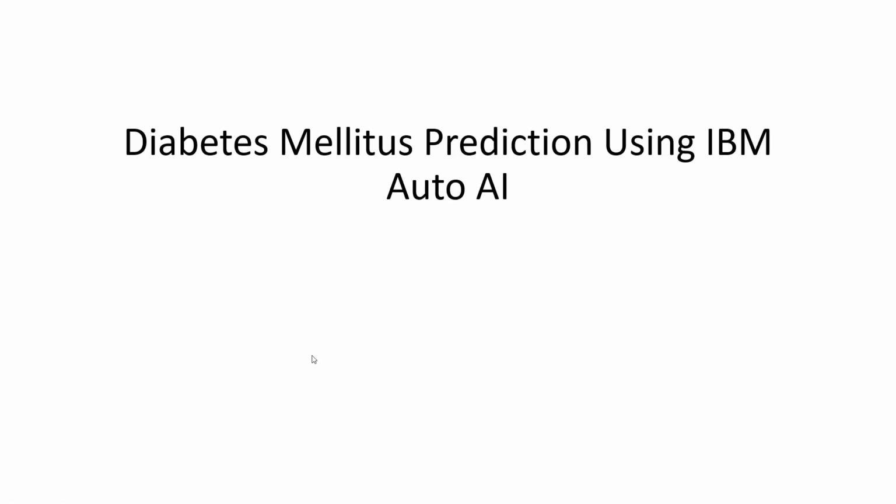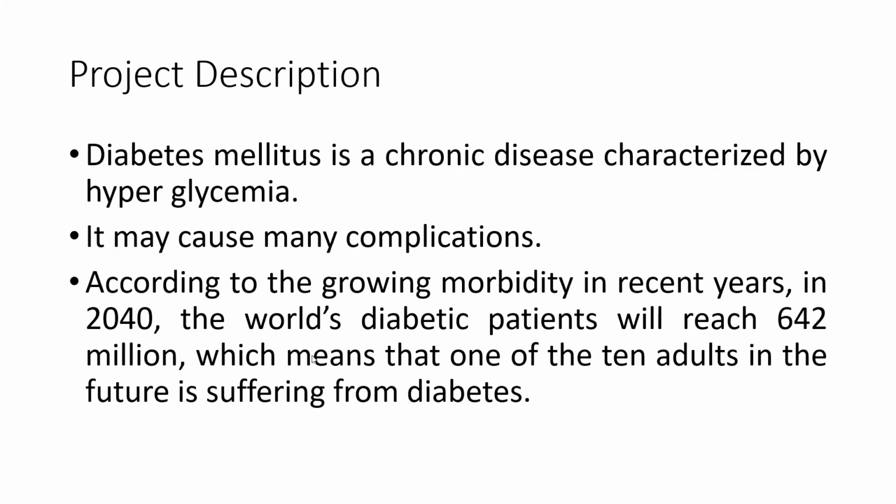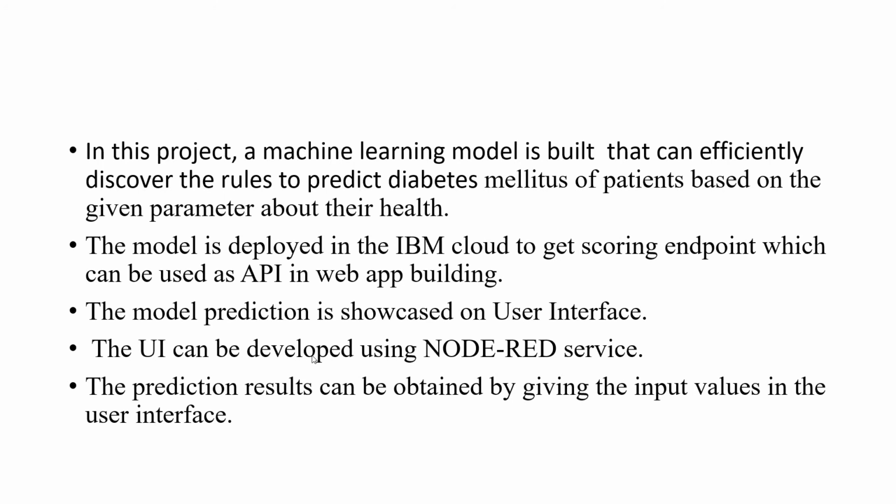The name of the project is Diabetes Mellitus Prediction using IBM Auto AI. The project description: it's a chronic disease characterized by hyperglycemia. It may cause many complications. According to the growing morbidity in recent years, in 2040 the world's diabetic patients will reach 642 million, which means that one of the 10 adults in the future is suffering from diabetes.